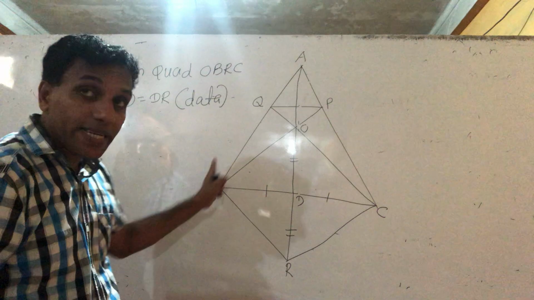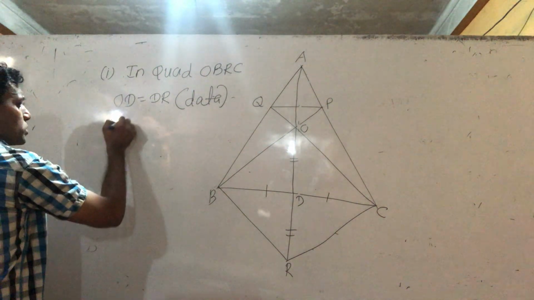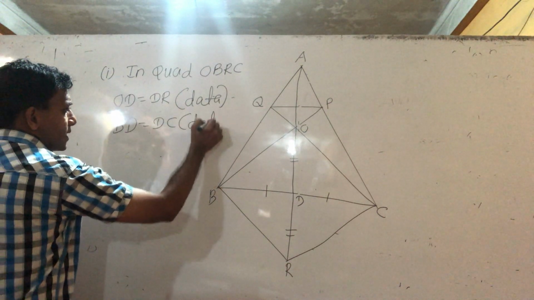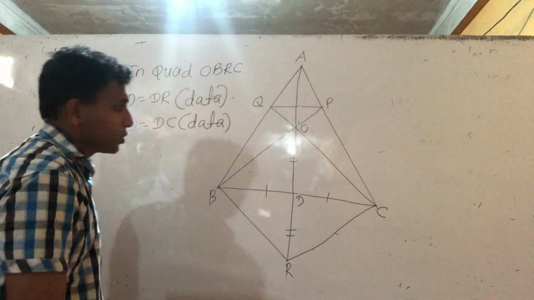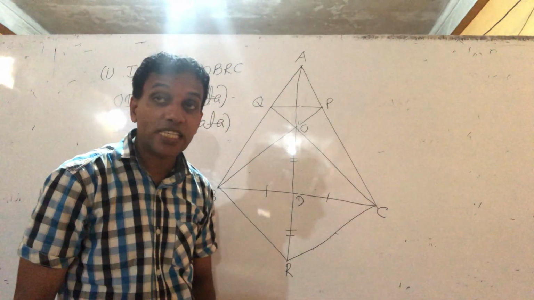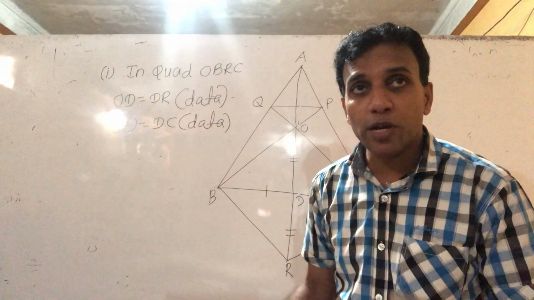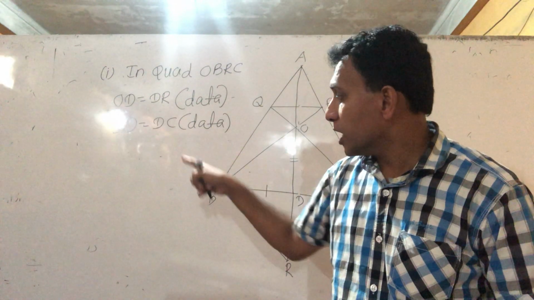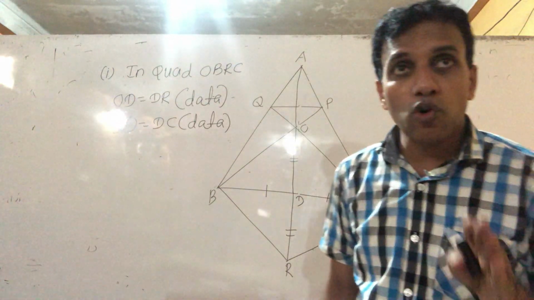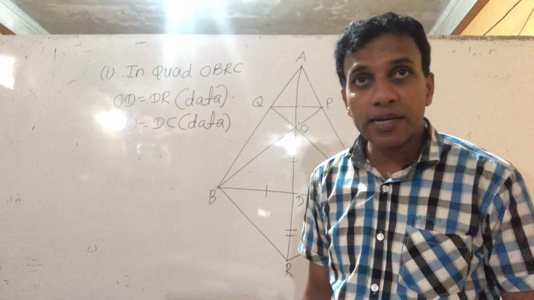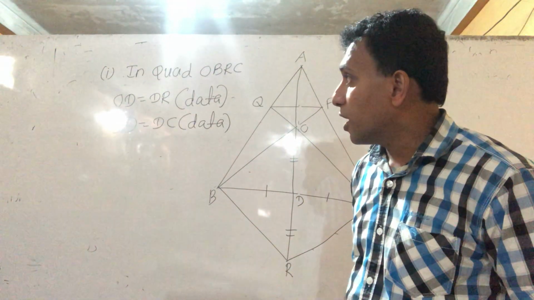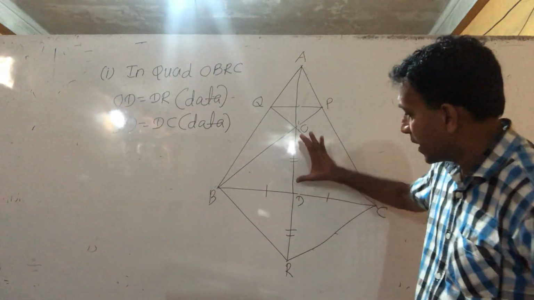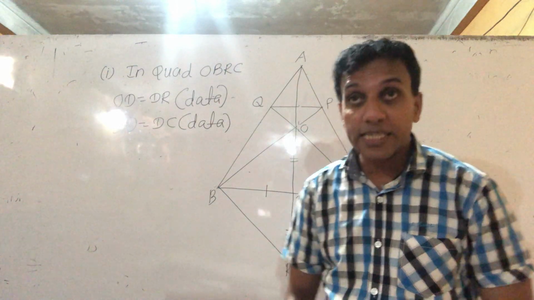What is next? BT equal to DC. Data. They described it in the problem. So the diagonals bisect each other. Therefore, in this quadrilateral, diagonal bisects each other. Therefore, this is a parallelogram. And finish it. That's all. Diagonal bisects each other, therefore this is a parallelogram.